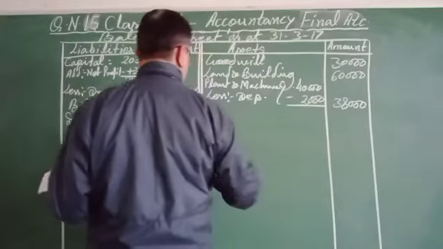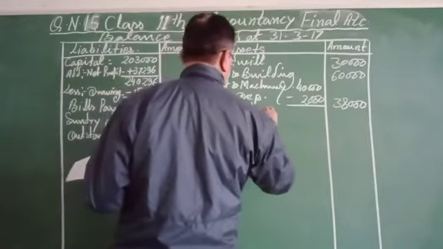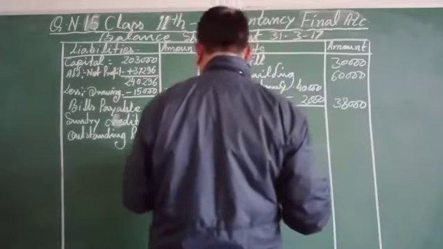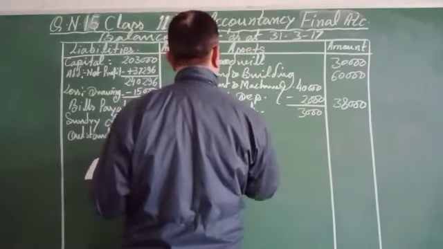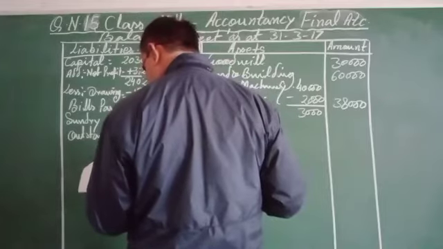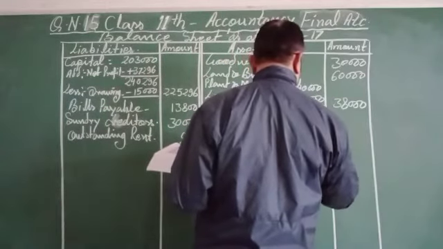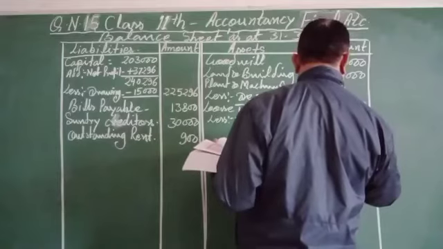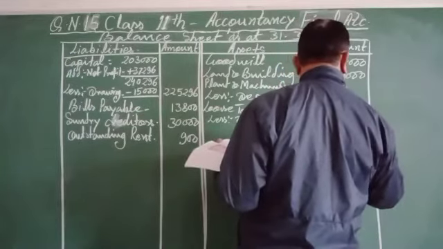Loose tools 3,000 less depreciation, that is given 15%, 450, is equal to 2,550.